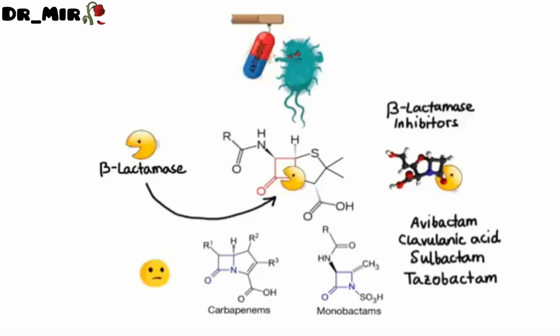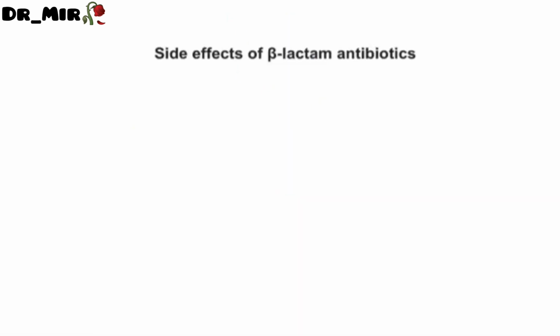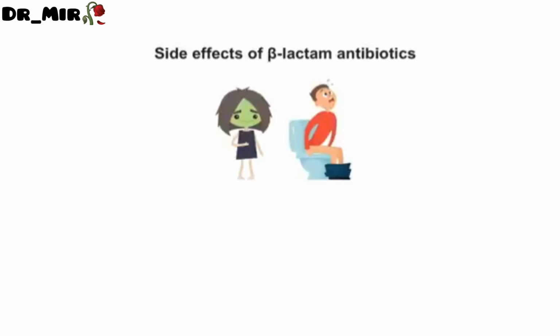Now, when it comes to side effects, all beta-lactam antibiotics are likely to cause nausea, vomiting, and diarrhea. In addition to that, a small number of patients may experience allergic reactions ranging from mild rashes to life-threatening anaphylaxis.